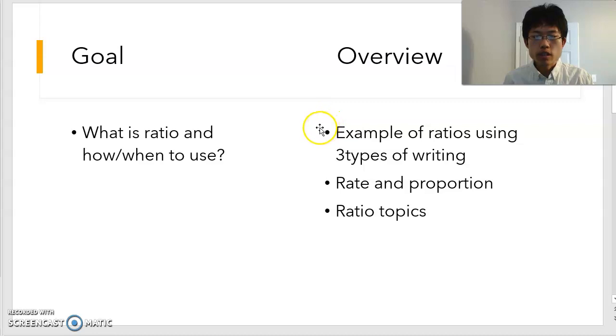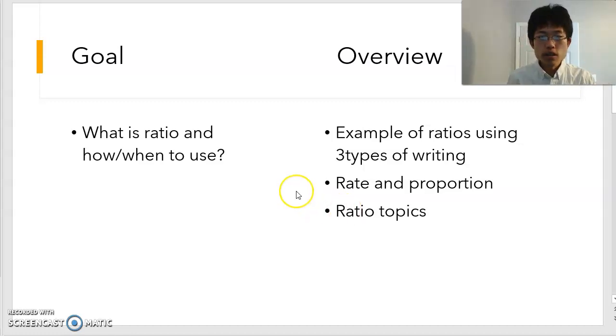I'm going to show examples of ratios using three types of writing. There are three ways to write ratios, and I'll show you that. And then I will talk about rate and proportion briefly, and then I'll share some of the topics related to ratios that the teachers can use in classrooms.